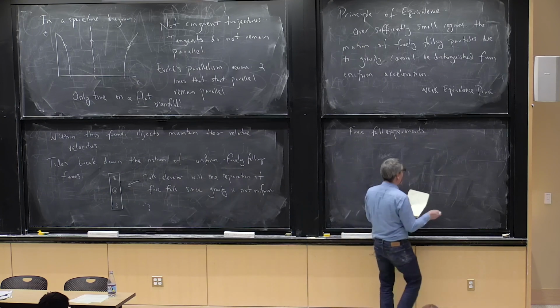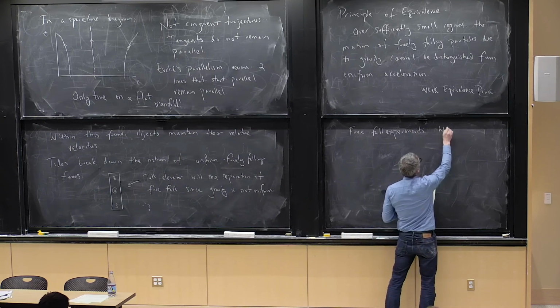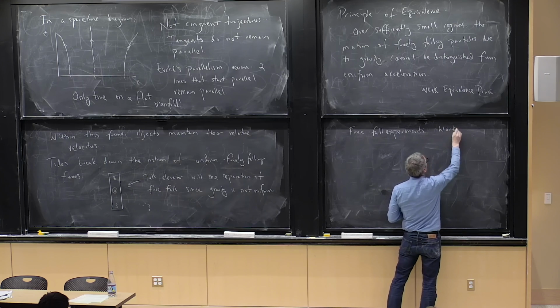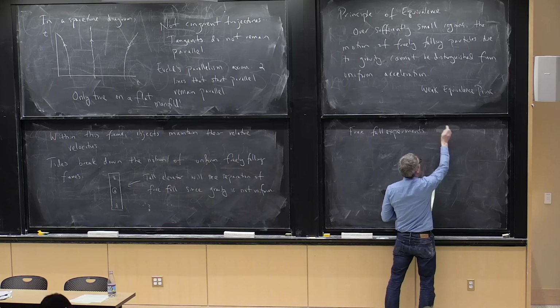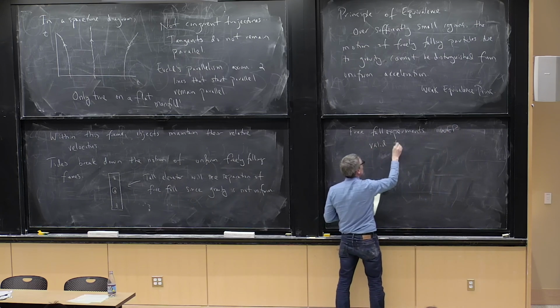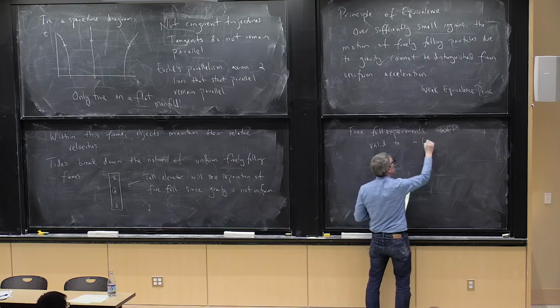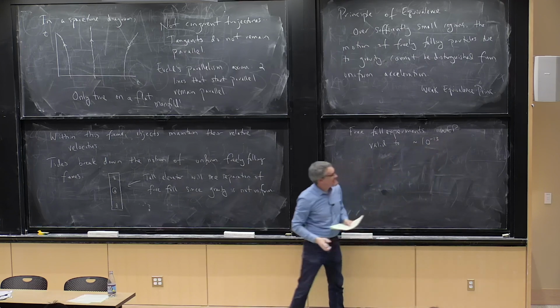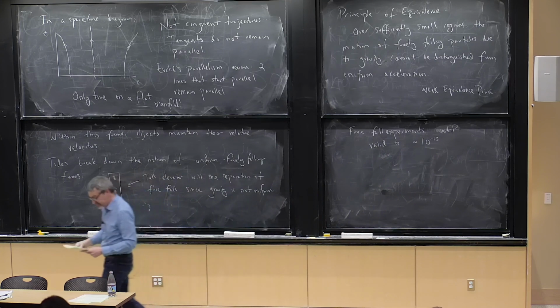And the last time I looked it up, well, what these do is they demonstrate the WEP, the weak equivalence principle, is valid to about, I believe it's about a part in 10 to the minus 13. Might be a little bit better now.